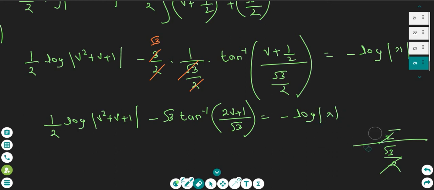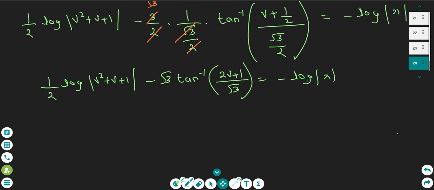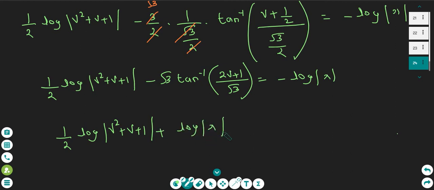This one is not required. Now what I do is I bring this minus log mod x to this side, to the LHS, so that I can combine these two logs. So I put 1 by 2 log of v squared plus v plus 1, plus log mod x, and this negative tan inverse root 3 tan inverse will become positive. Root 3 tan inverse 2v plus 1.